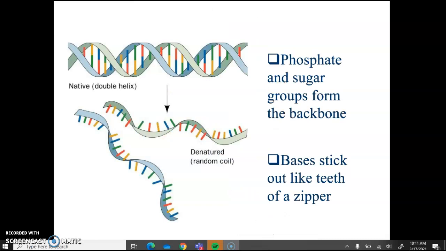Here's another diagram kind of explaining the same thing. You can see here on the top that we have the twisted double helix. That's what DNA normally looks like. Underneath is basically denatured. It's been broken down and split apart. And you can see that those colorful teeth that are sticking out are the bases, while the edges, the spiral, make up the sugar and the phosphate.